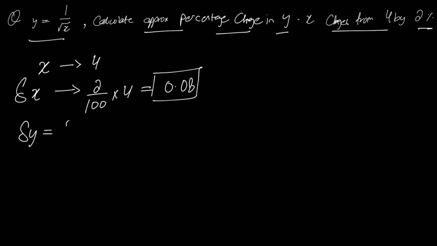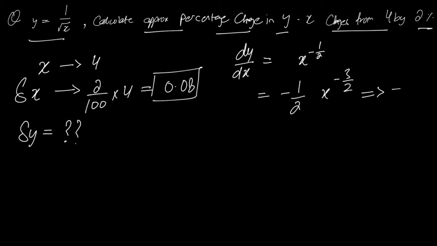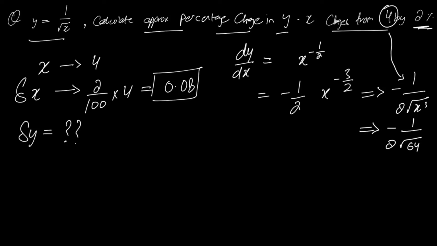The small change of y we have to find. So we can take out dy upon dx from this equation. Basically we have x to the power minus half. We will get minus half x to the power minus 3 upon 2, and this simplifies to minus 1 upon 2 and the square root of x³. Now we have dy upon dx. As I told you, you have to always put the original value, not the changed value, into the equation, and we can get the numerical value of dy upon dx. So minus 1 upon 2 into 4³ is 64, and this will give you minus 1 upon 16.